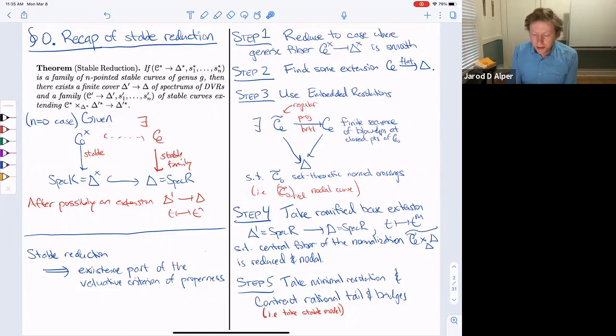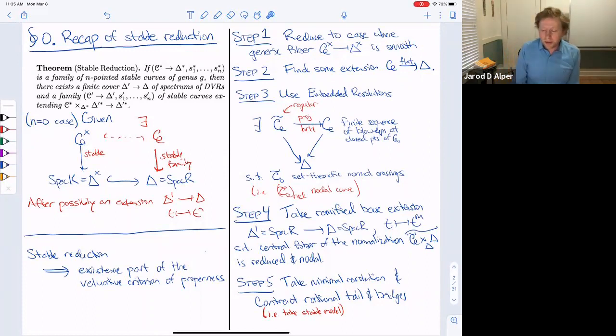You first reduce to the case where the generic fiber is smooth by considering the nodes and taking partial normalizations, and then using the fact that the stability of curves behaves well with respect to normalization. And then by using the properness of the Hilbert scheme, essentially, you can find some flat limit. And then C is now a surface. It might be a singular surface, and you might have no control over the central fiber.